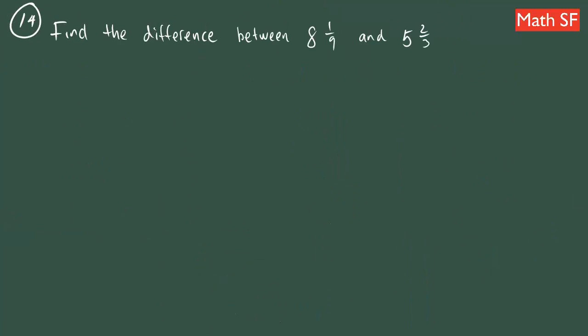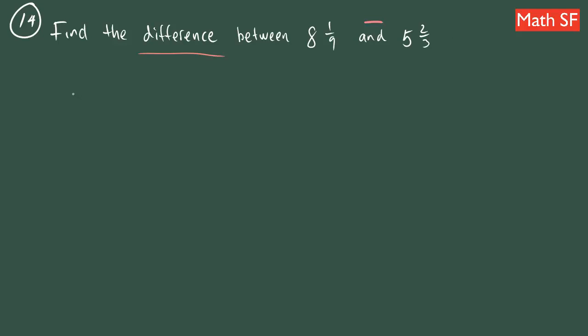Problem 14. Find the difference between 8 and 1/9 and 5 and 2/3. Now this part falls into the vocabulary section that we have done, the language part. Now what does the difference mean? The difference is the result of a subtraction statement. So pretty much they're asking you to subtract 8 and 1/9 minus 5 and 2/3. So that's what we're going to do.